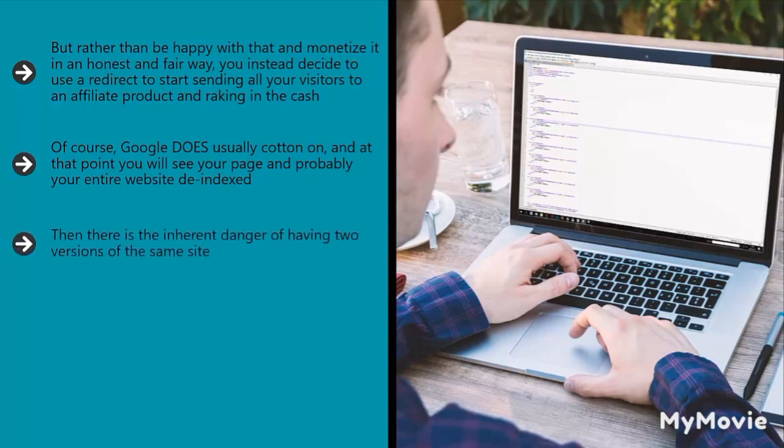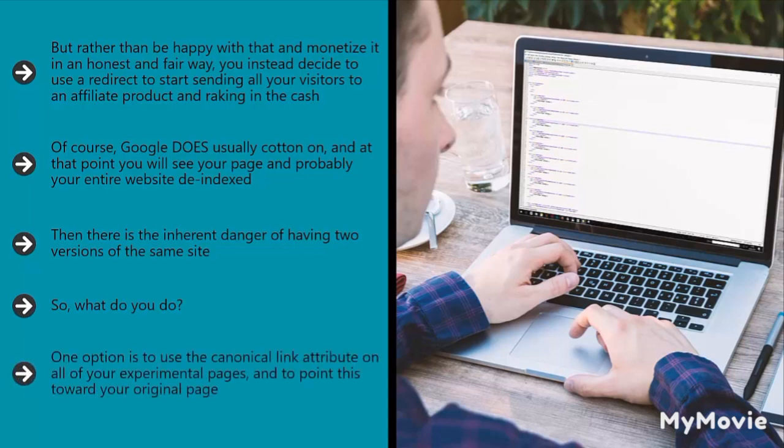Then there is the inherent danger of having two versions of the same site. Google might see this as spammy, it might see this as confusing, whatever, it could hurt your ranking. So what do you do? One option is to use the canonical link attribute on all of your experimental pages and to point this toward your original page. This tells Google's robots which page is the original, and that ensures that it will understand what's going on and see that you're not trying anything fishy.